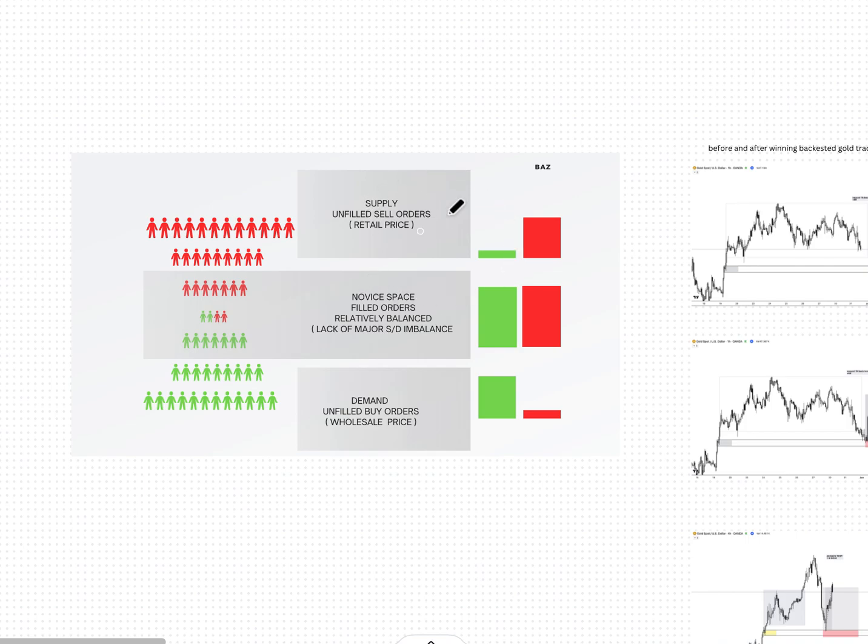And then we have supply, which would be what we would call retail prices. This simply means this is where the majority of sell orders are, and a lack of buy orders. And this is where we expect the price to turn, right? Because if there is little buying and lots of selling, the price is going to go down. If there's an equal amount of buying and selling, price is going to go sideways. And if there's more buys than sells, which is demand, wholesale price is likely to go up.